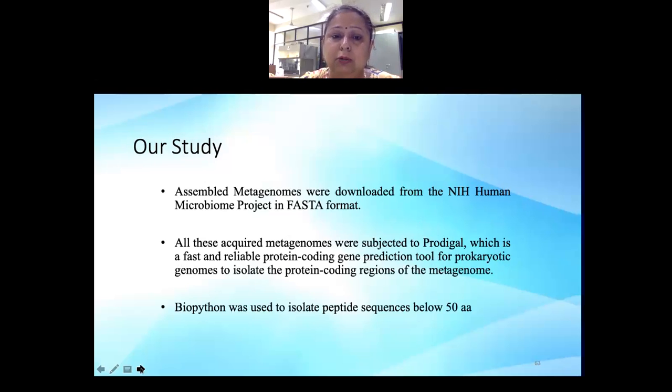We assembled metagenomes, downloading them from the NIH Human Microbiome Project in FASTA format. All these acquired metagenomes were subjected to Prodigal, which is a fast and reliable protein coding gene prediction tool for prokaryotic genomes, to isolate the protein coding regions of the metagenome. BioPython was used to isolate peptide sequences below 50 amino acids.